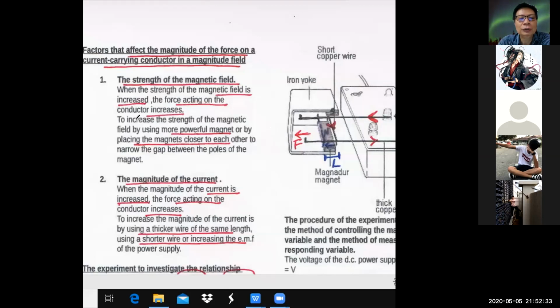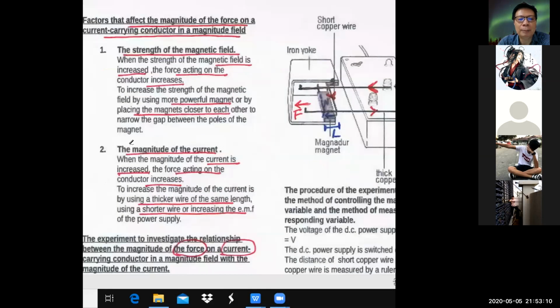You highlight. To increase the strength of the magnetic field, you can use a more powerful magnet, or by placing the magnets closer to each other. You can put this magnet and this magnet closer. Also can make the magnet stronger. Understand or not? So remember now, the first method is use a stronger magnet, the strength of the magnetic field. Either use a stronger magnet, or if you cannot change the magnet, you put the magnets closer. Understand?